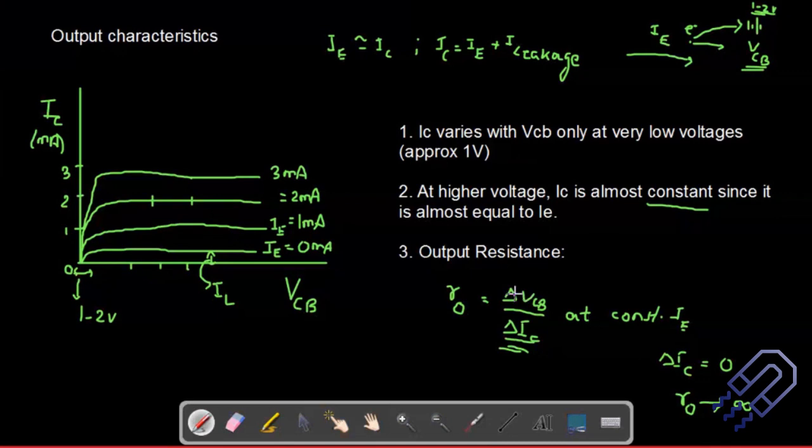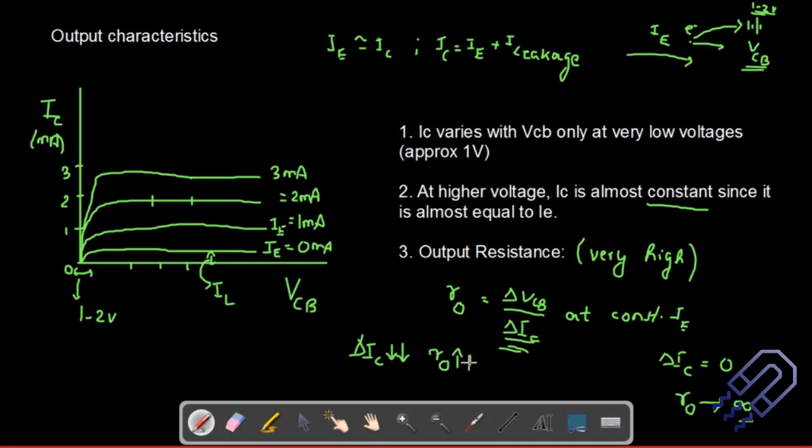So you're going to get an infinite resistance. That means the output resistance is going to be very high. For ideal transistors, it should be very high, basically it can be considered as almost infinity. But if there is slight variation, you will get some change, but this will be a very small value. So you are dividing a large value by a very small value, which is much less than 1. You're going to get a very high value of RO. Since delta IC is very small, you're going to get the resistance to be very high.